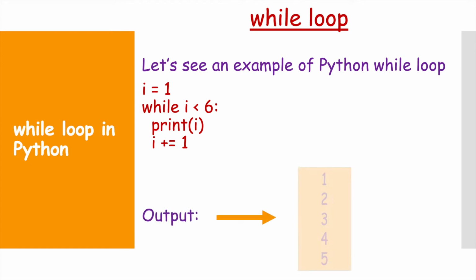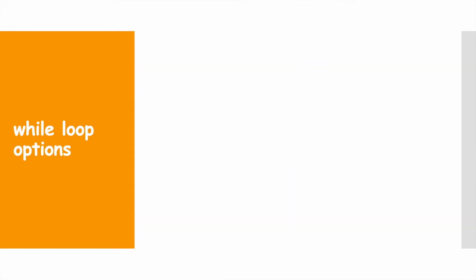So in the output you will be getting all the numbers from 1 to 5. Remember to increment i, or else the loop will continue forever. The while loop requires the relevant variables to be ready. In this example, we need to define an indexing variable i, which is set to 1. Now let's see what all options we have with the while loop.